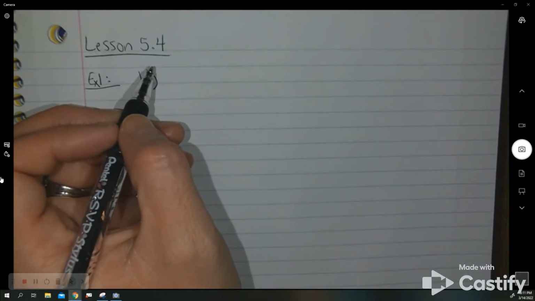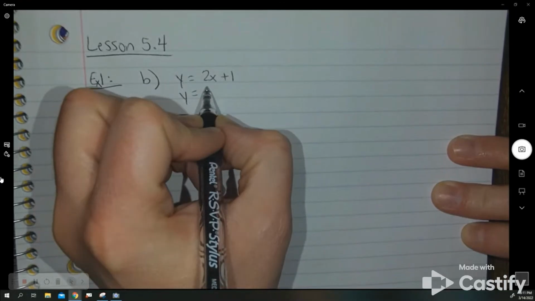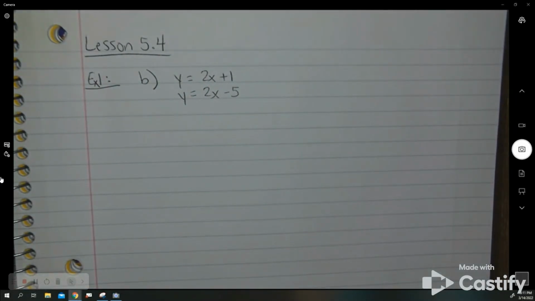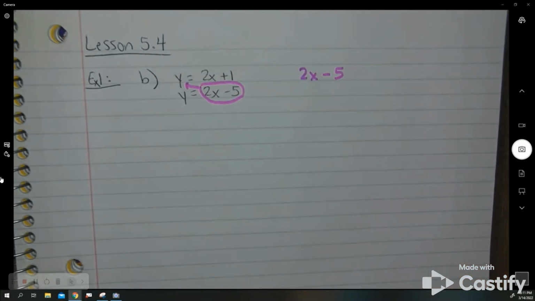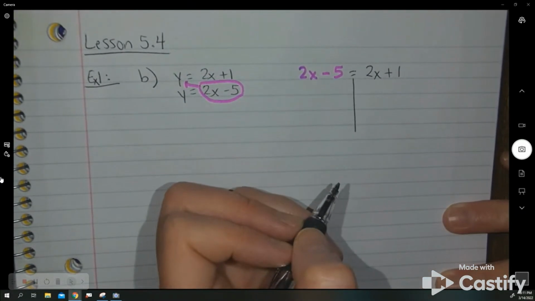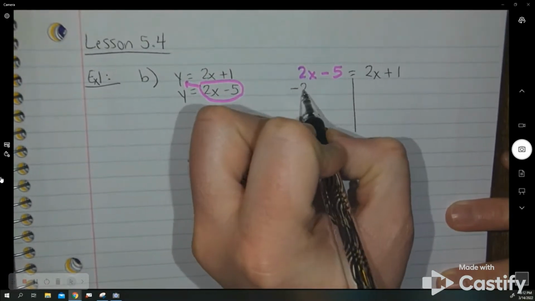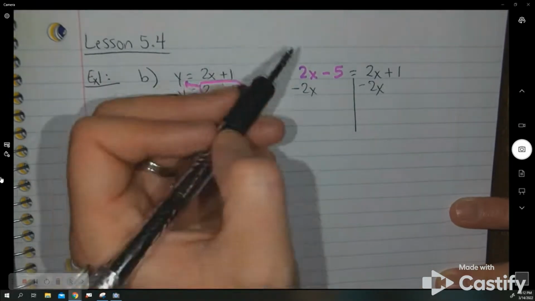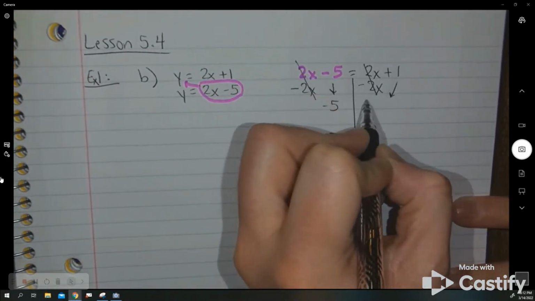So for substitution, we have y equals 2x plus 1 and y equals 2x minus 5. So we know that y equals 2x minus 5. So we're going to plug that in right here. So I have 2x minus 5 equals everything else that was left, 2x plus 1. So when you go to solve this, we have to get our x's together and our whole numbers, our integers together. We're going to subtract 2x from both sides. When I do that, 2x minus 2x is 0, so I'll bring down my -5. 2x minus 2x is 0, so I'll bring down this +1.